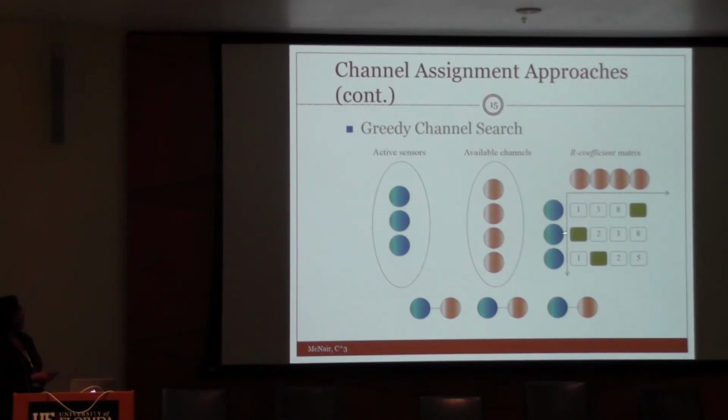Then the second user does the same thing. The highest R coefficient for the available channels left, which would be these 3, would be the first channel. And now this row and this column are removed. And then out of the final 2 channels that are left in the system, sensor number 3 takes this channel, and they're assigned that way.